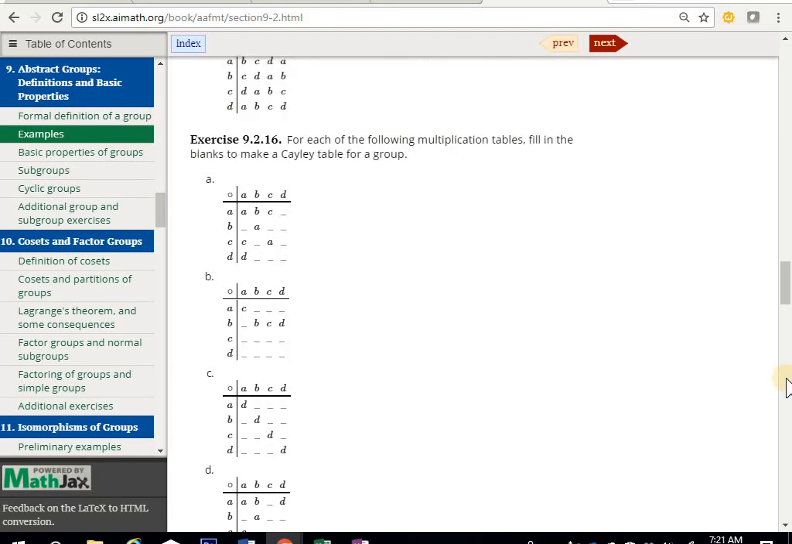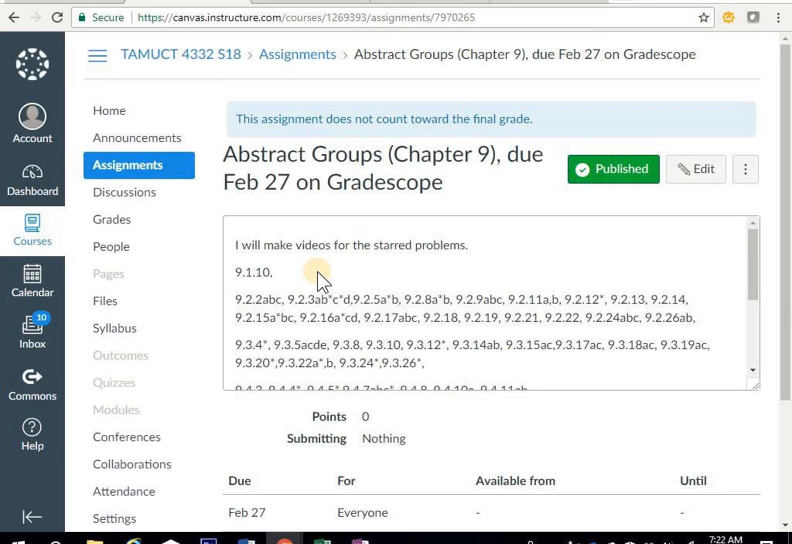All right, for 9.2.16, you don't have to give reasons for filling in the blanks. You don't need to write down the reasons, that is, but of course you should have a reason. For instance, you can pretty much tell what this element's going to be. You don't need to give a reason, just put it in and then make the whole table work. Just make sure you've got your identity and inverse. You can assume associativity.